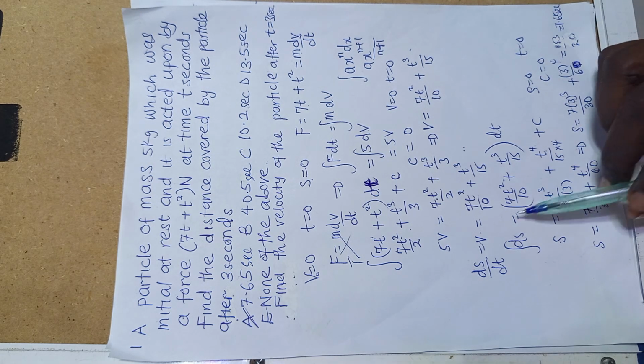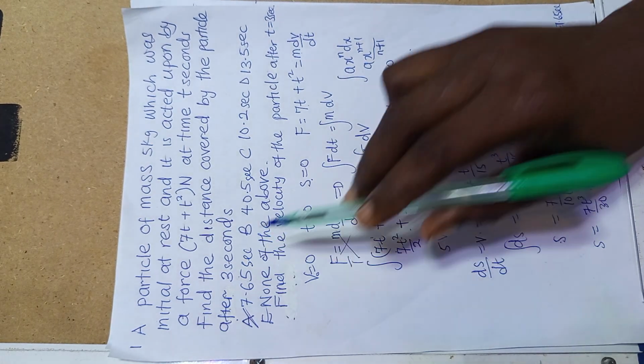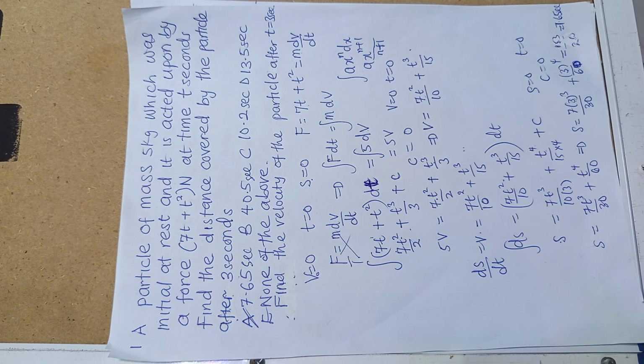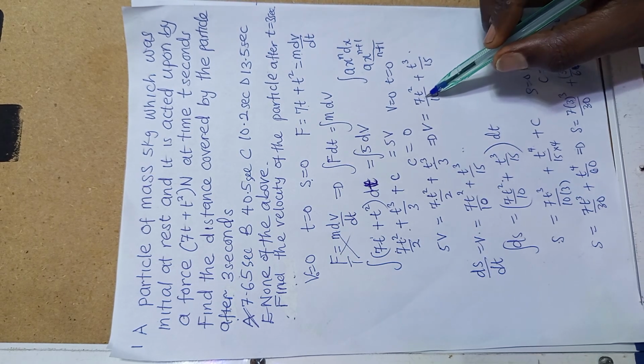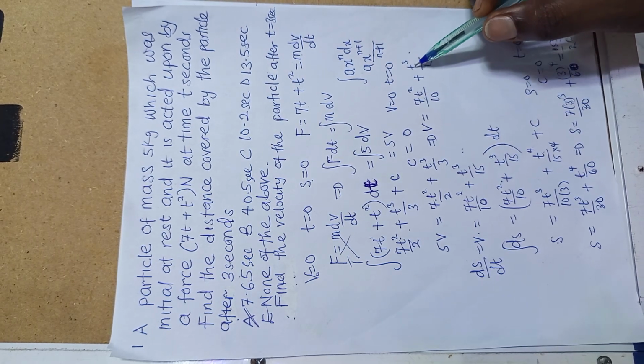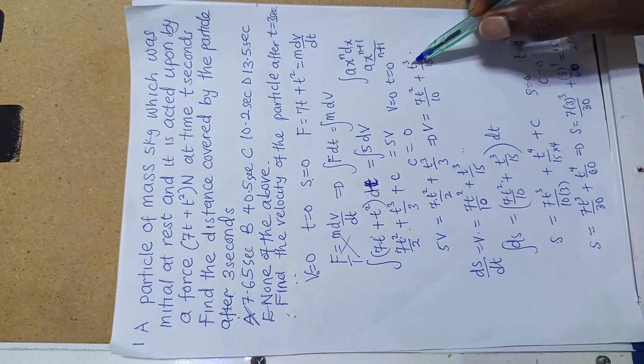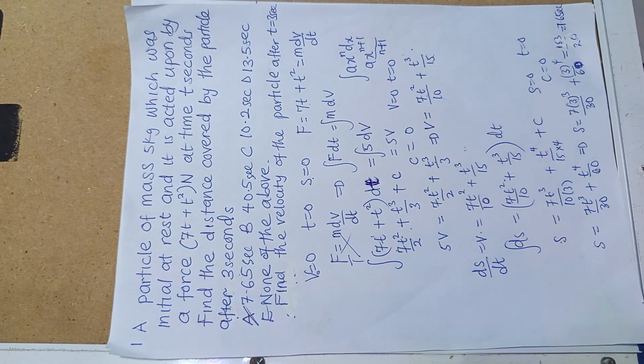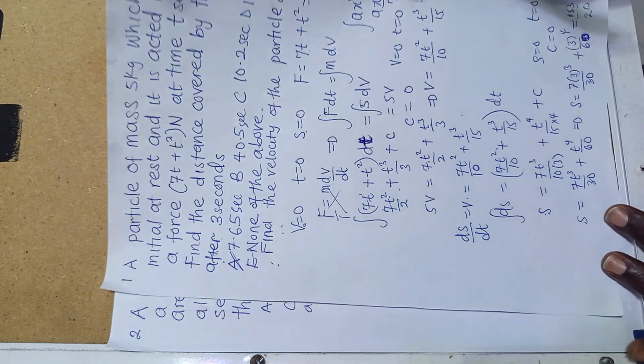Let's go to B. Now don't forget, for this question, in case they ask you for velocity at 3 seconds, what you just need to do is put your 3 seconds here, in 3 square plus 3 cube over 10 over 15. You get your answer there, in case they ask you for velocity.